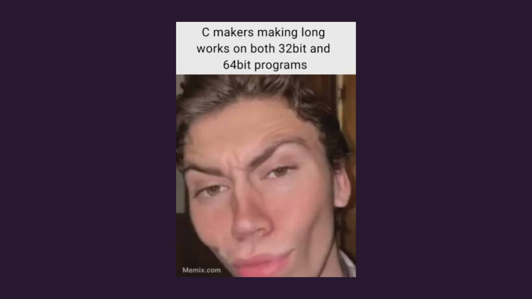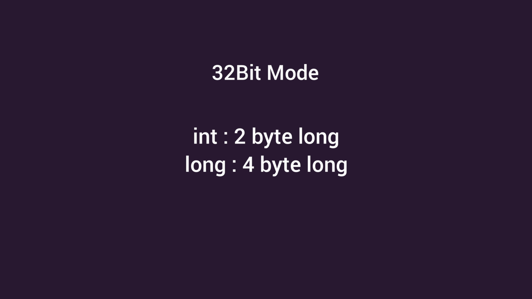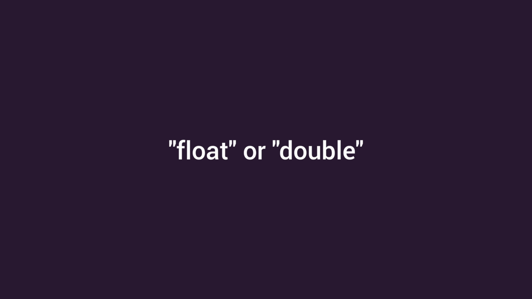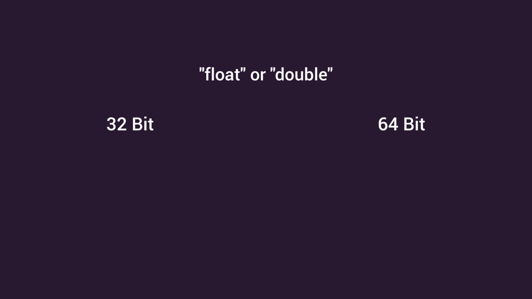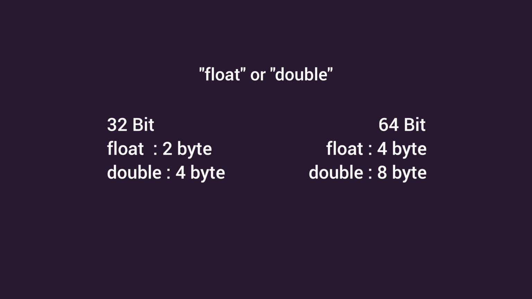So in C, they wanted to make the long type work for both 32-bit and 64-bit programs. So they made it so that in 32-bit mode, int is 2 bytes and long is 4 bytes. But in 64-bit programs, int is 4 bytes and long is 8 bytes. Integers can be represented in 4 types, as we mentioned. But what about floats? Floats can be float or double. The float in 32-bit programs is 2 bytes, and in 64-bit programs, 4 bytes, while double is 4 bytes on 32-bit and 8 bytes on 64-bit programs.